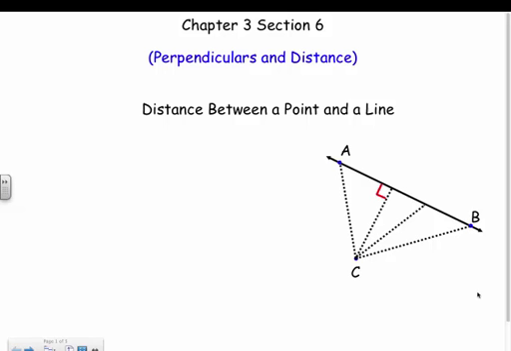This is one of my favorite sections of chapter 3. You know why? Because it takes a little bit of work, and I like working hard. So let's get the intro behind it before we get to work. First things first, distance between a point and a line.